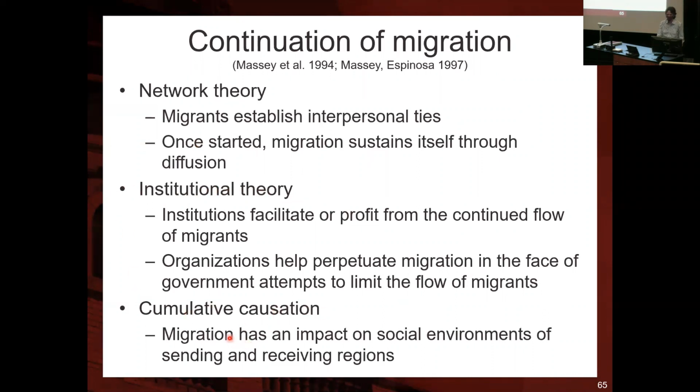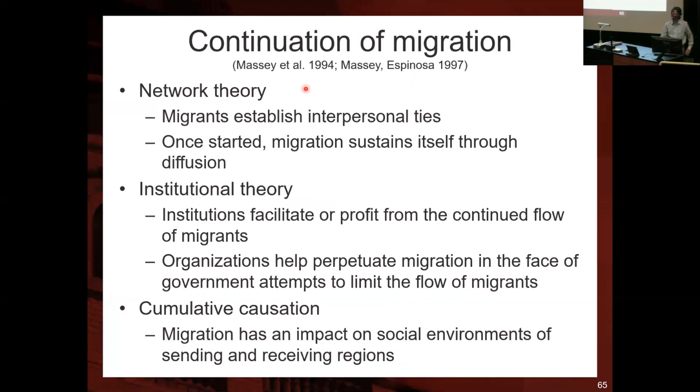Cumulative causation: migration has an impact on social environments of sending and receiving regions. And this cumulative causation is related to what we have been talking about the whole time. That is, it's not just one group of theories that explain a migration flow. A series of factors help us understand the migration flows. And this paper here, the 1997 paper of Massey and Espinosa, takes exactly the theories that he explained in 1994, and then they test with a series of databases to see which theories better explain the migration from Mexico to the US.